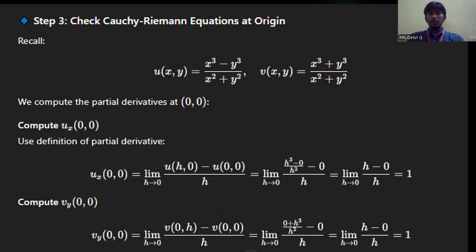We are going to start with the partial derivatives of the real part by using the limit u of x at (0, 0), by substituting the limit of u(h, 0) minus u(0, 0), all divided by h, as h tends to 0. Why does h tend to 0? Because we are checking at the origin. The Cauchy-Riemann equations are being checked at the origin. So h cube minus 0 by h square minus 0 by h, and the final result we got here is 1.